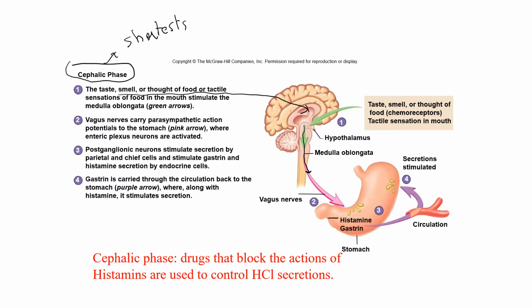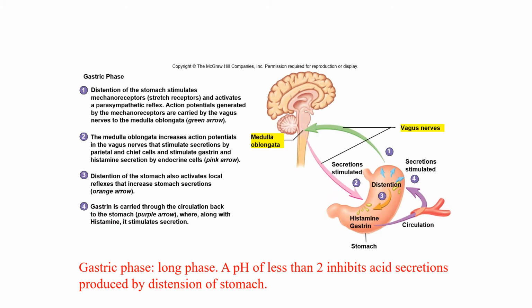Histamine secreting cells and gastrin secreting cells will be stimulated. Histamine causes the parietal cells to secrete hydrochloric acid. Gastrin is a hormone that will travel through the bloodstream, causing parietal and chief cells to secrete their products. The next phase is the gastric phase. The gastric phase starts when food arrives at the stomach.